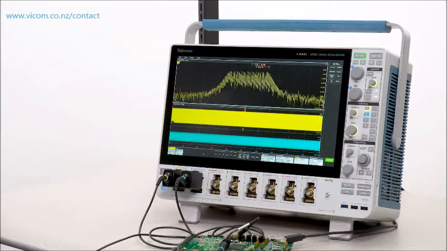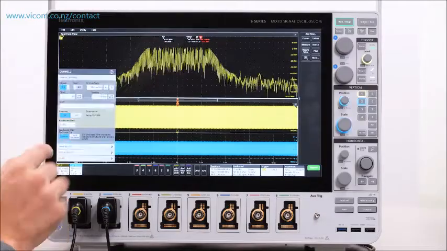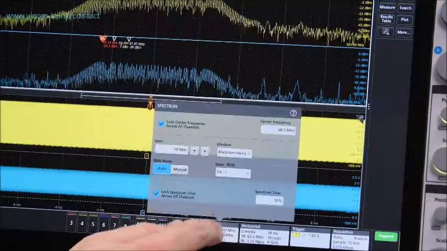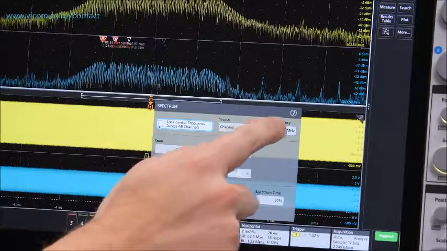Unlike most spectrum analyzers, the 6 Series lets you look at spectrums on more than one channel. This board has a second single frequency clock running at 40 MHz. I can even set different center frequencies.